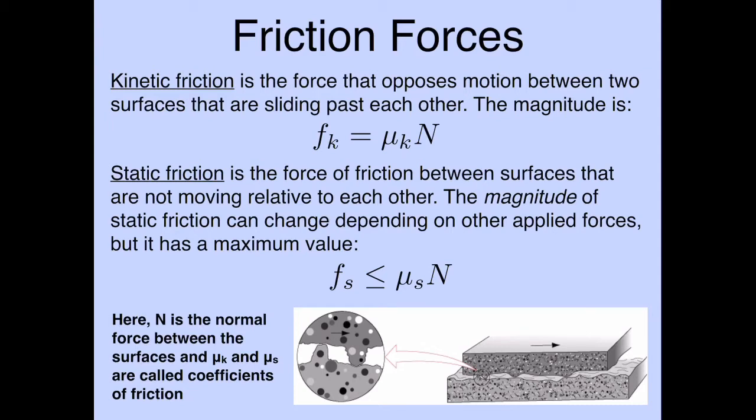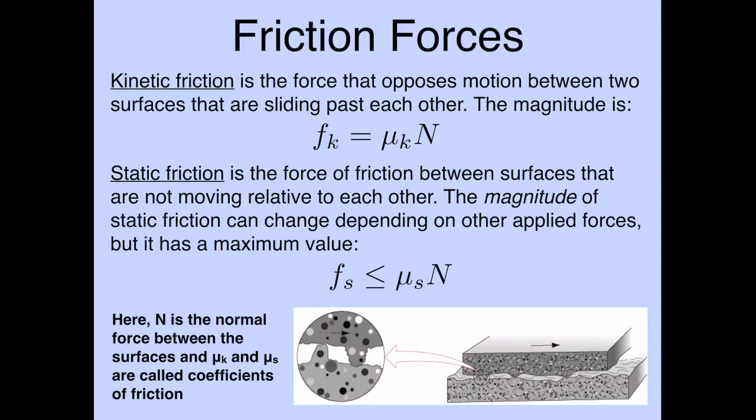Well, N is the normal force. So if you have two surfaces, the normal force between them is relevant when it comes to friction. And then also we have these mu s and mu k things in front of the normal force. What's that about? Well, these are called the coefficients of friction. And what they tell you is how rough or smooth the surfaces are.